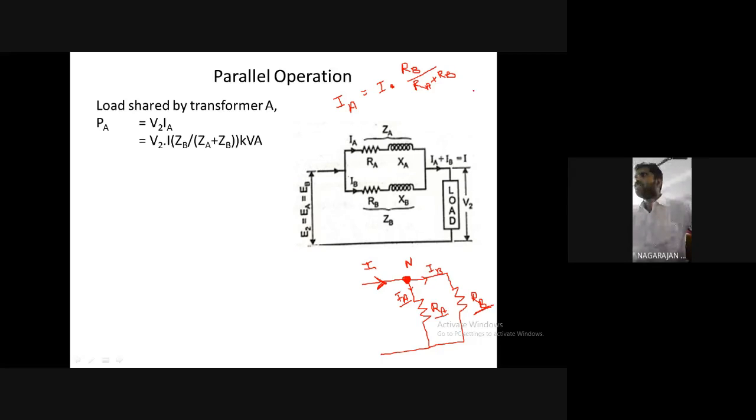You must have studied this in the first semester. So this is the equation for finding current in branches. If you want to find the current in this branch, IA, then this is the equation. Similarly, if you want to find IB, what will be the equation? I into RA divided by RA plus RB. That theory is applied here. I'll explain that with an example.